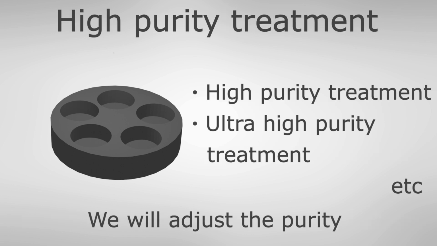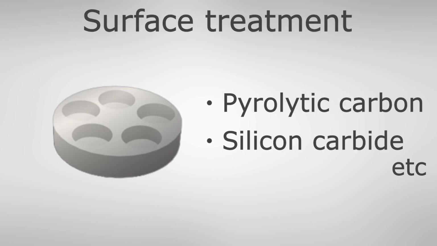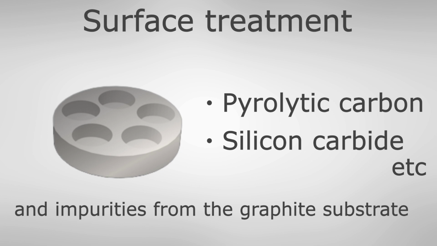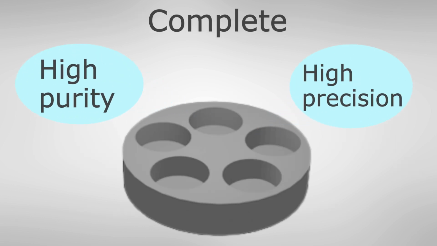Finally, treatment. We achieve high purity levels tailored to your required specifications. Additionally, surface treatments can be applied to meet specific functional requirements. Surface treatments can prevent the release of gases and impurities from the graphite substrate and provide etching resistance. High purity, high precision semiconductor manufacturing components are now complete.